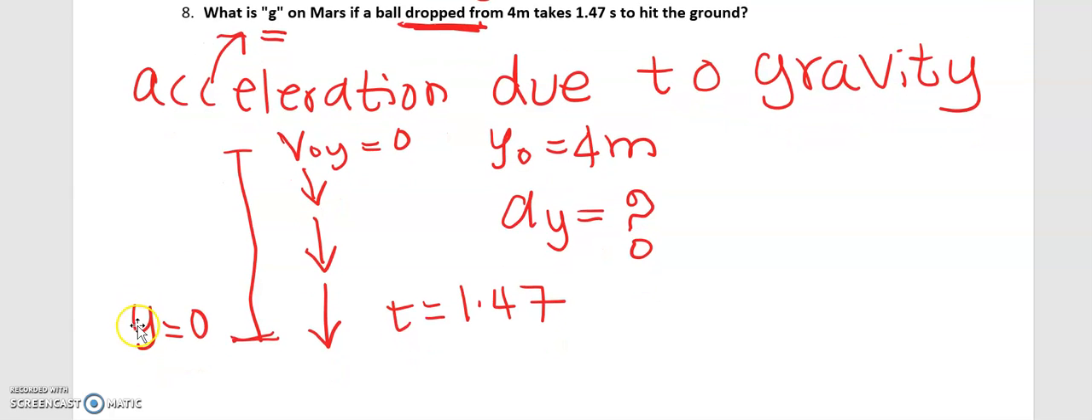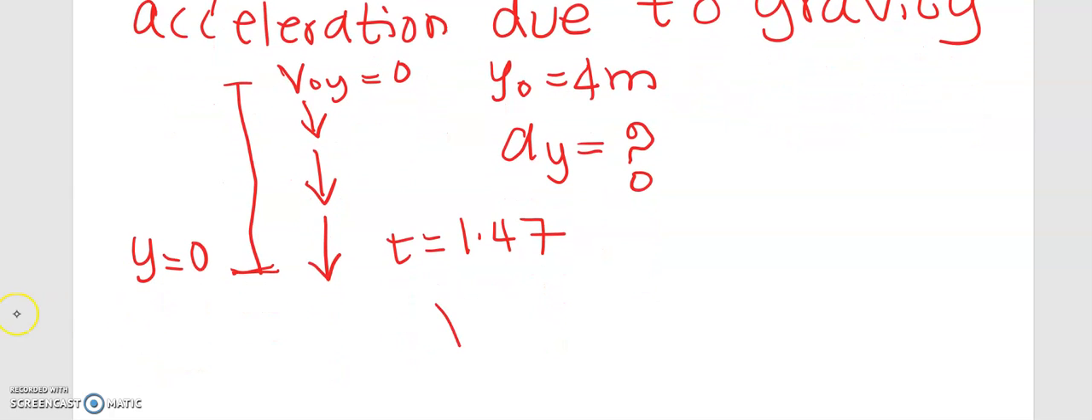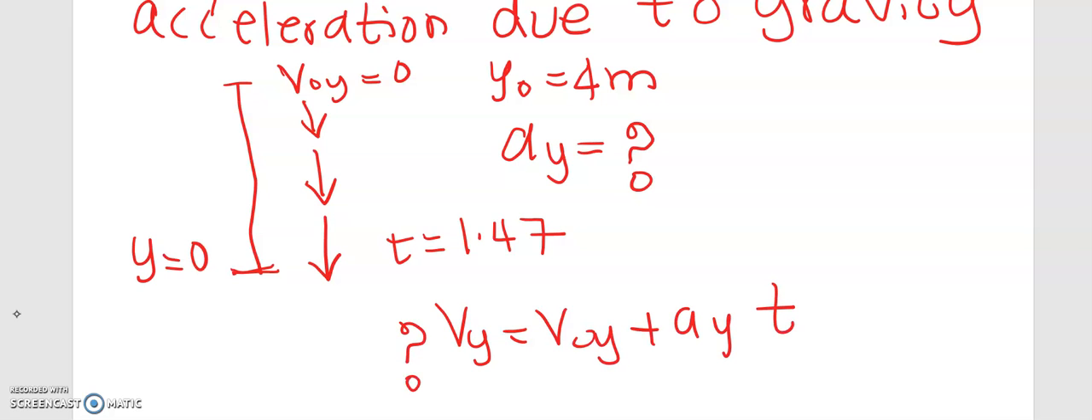So I'm going to just write down the first equation. Delta y is equal to v naught y plus acceleration times time. I don't know the final y velocity. The initial is 0. I don't know the acceleration. I know the time, but there are two unknowns, so this is not going to help us.